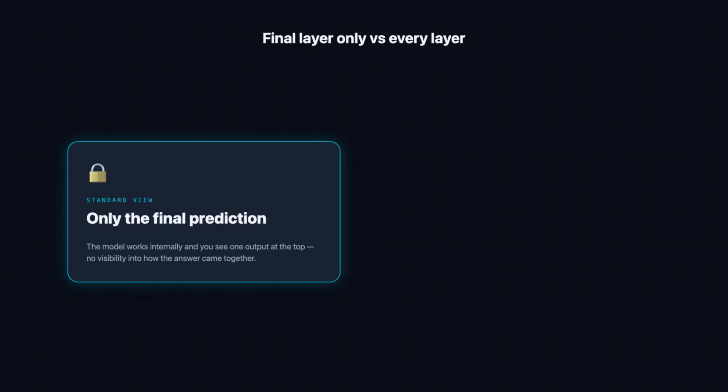Now, to feel why this is useful, compare what you normally get with what the lens gives you. Standard usage shows you only the final layer's prediction. The model does all of its work internally, layer after layer, and you see just a single output at the very top, with no visibility at all into how that answer gradually came together underneath.